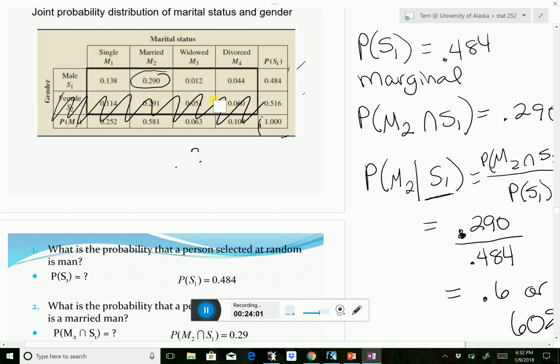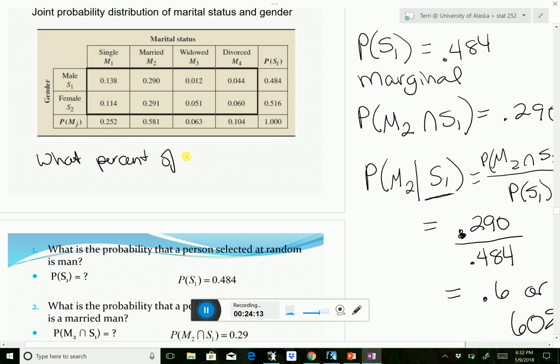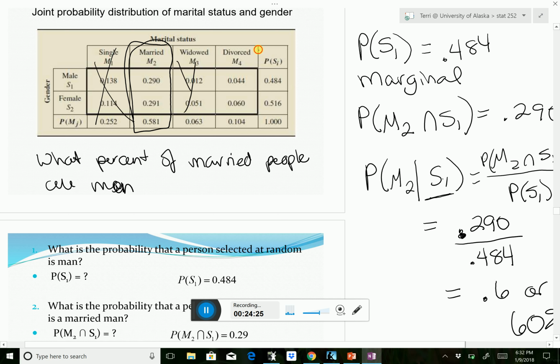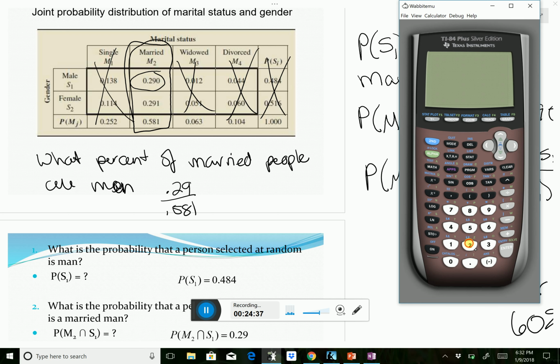Now, just because I want to, what percentage of married people are men? In this case, we're only looking at the subset of people who are married. We're not concerned with the rest of this. So we're going to look at the ones who are men divided by the total, which I would be very shocked if that wasn't very near 0.5, divided by 0.581, 0.499. So almost 0.5.